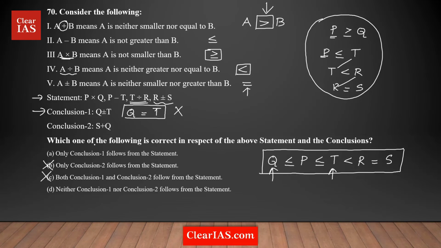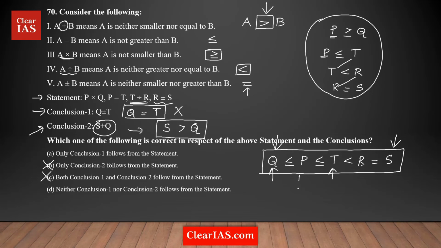Two options are eliminated. Now what about conclusion 2? Conclusion 2 says S plus Q. I'm rewriting it. Plus means greater. So conclusion 2 is saying that S is greater than Q. I need to check whether this is always true or not. What is the relationship between Q and S? Q is at the first here. I can see S is here, right? Or R, which is the same as S.